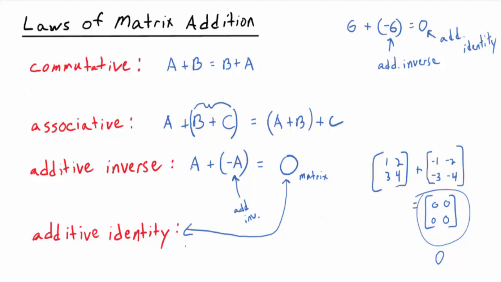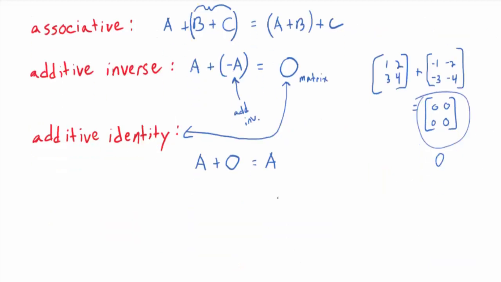In other words, if you take A and add 0 to it, then we get A back again. That's why we call it the additive identity. Does that make sense? So the matrix full of zeros, which is the same dimension as A, is the additive identity. It works the same way with the number 0 for real numbers, right? If you take x plus 0, you get x back again. 0 is the additive identity.